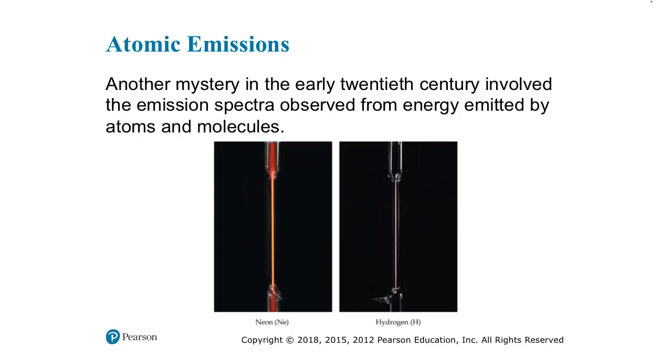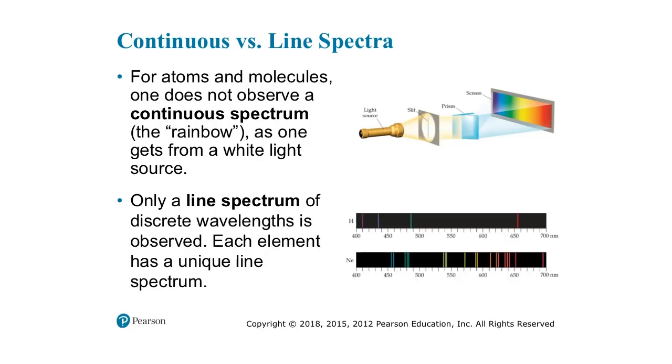So another mystery in the early 20th century was the emission spectra, the energy absorbed or emitted by atoms and molecules. You can take neon or hydrogen or different gases and pass a high voltage current through them, and these gases emit a characteristic color. So the question is, why is that? Why do these gases have these particular colors associated with them? Let's take a closer look. One thing that we see is what we call a line spectrum. Now let's make sure we know what that means.